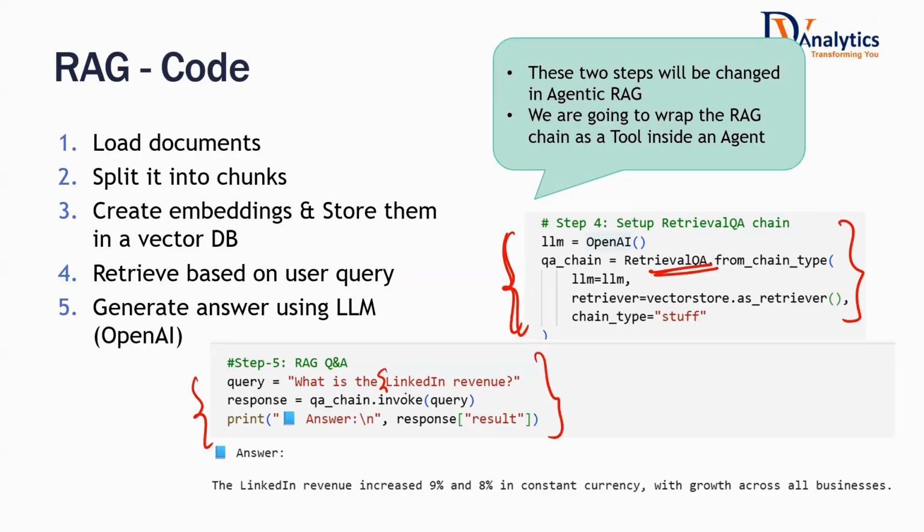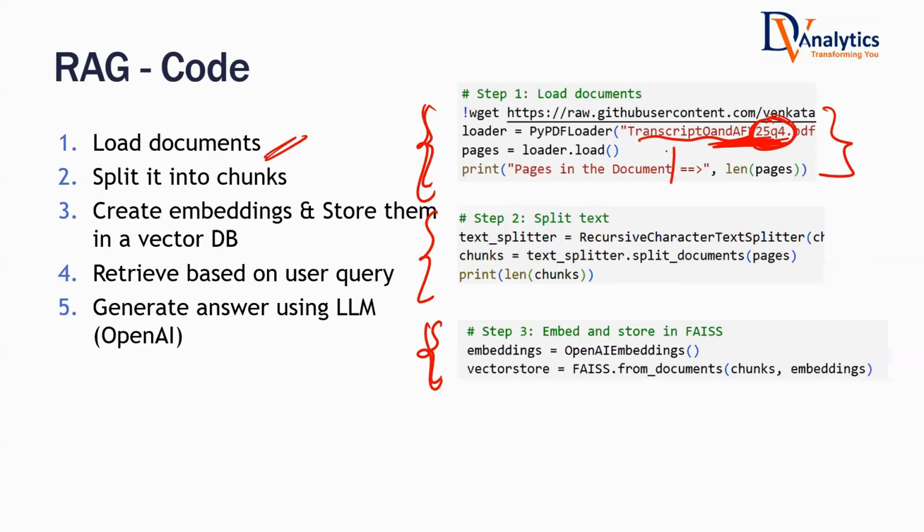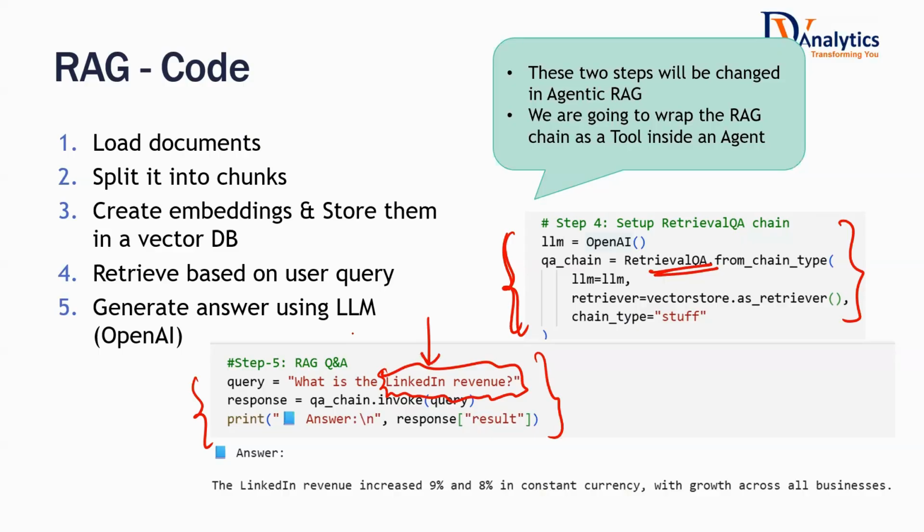When I say LinkedIn revenue, I don't want my LLM to go through the internet or generate it automatically. I don't want it to hallucinate. When I ask this question, I'm asking about the transcript, the Q&A that happened related to the Microsoft results. I want to get the answers from there. And it has given me the answer, increase 9% to 8% in constant currency or something like that.